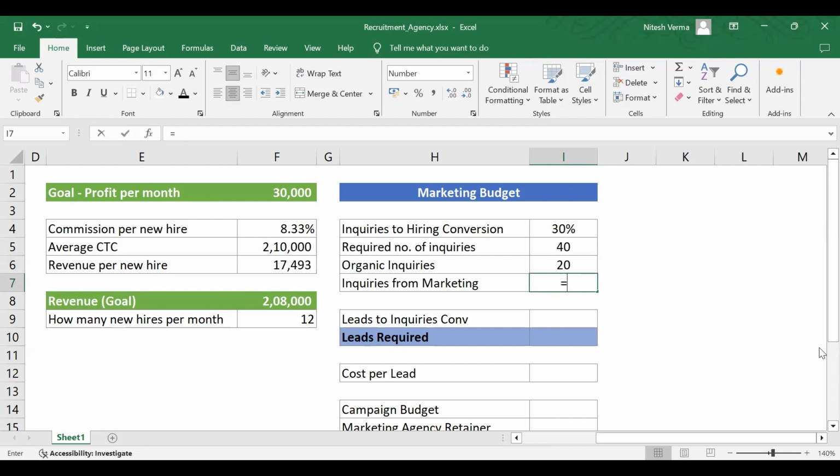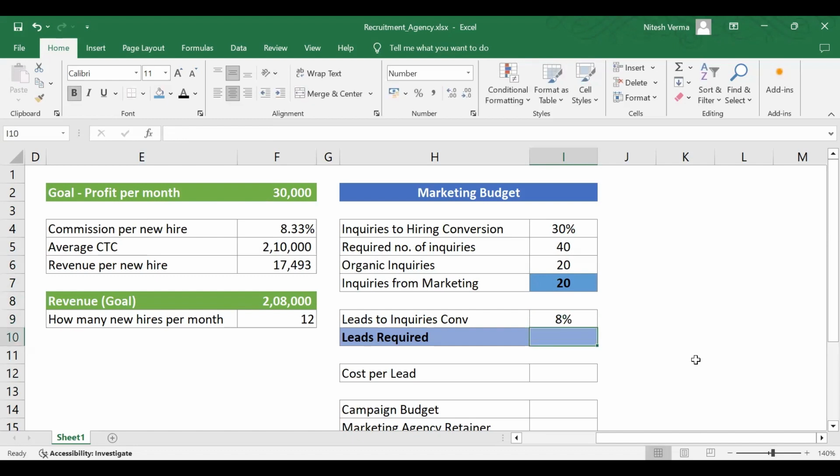So what is the balance number of inquiries? It's required inquiries minus organic inquiries. They need to generate 20 inquiries from marketing campaigns every month. Now, for 20 inquiries, how many leads would they need? Not every lead would result in an inquiry, so again there's a conversion involved here. What is the leads to inquiry conversion? Let's say historically that's been 8%.